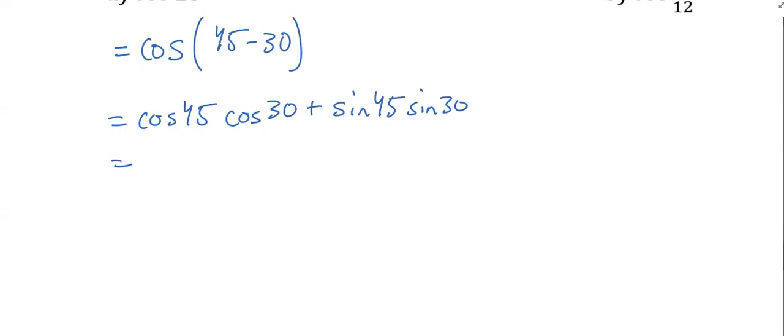How can you tell which one's the A value and which one's the B value? Just which one's first. So like the formula says cos A minus B. So I call this one A and this one B. Okay.